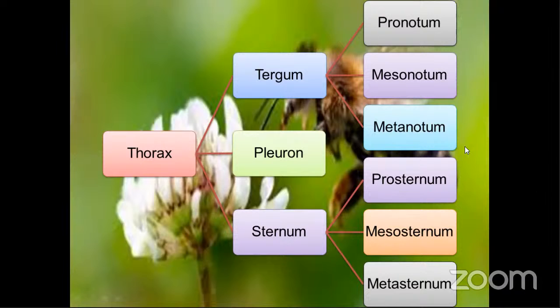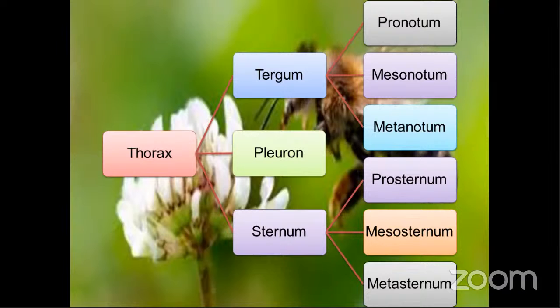Mesonotum means the notum present in the mesothorax. Metanotum means the notum present in the metathorax. So that's why we call it a metanotum. Notum is common, but pro, meso, meta indicates the segment in which it is present.